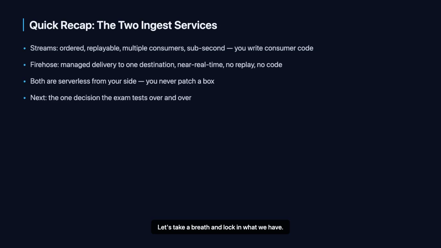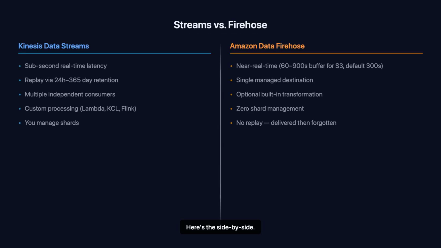Let's take a breath and lock in what we have. Streams is ordered, replayable, handles multiple independent consumers, and runs sub-second, but you write the consumer code. Firehose is managed delivery to one destination, near real-time, with no replay and no code to write. From your point of view, both are serverless. You never patch a box either way. Now let's get to the decision that this whole topic hinges on. Here's the side-by-side.